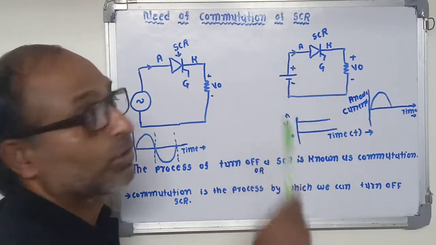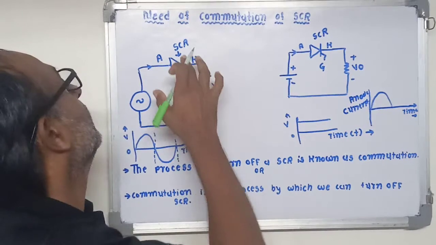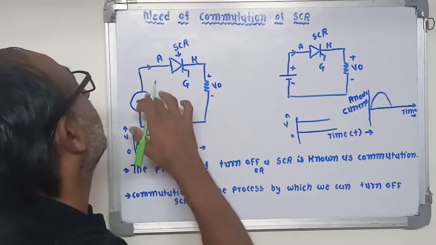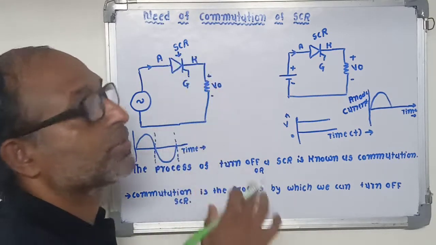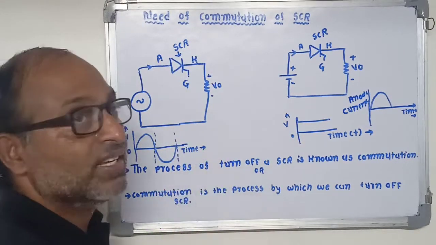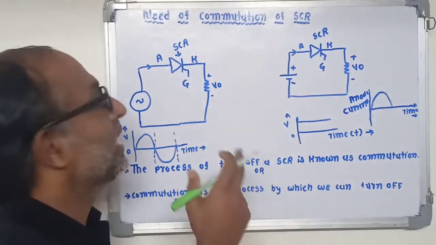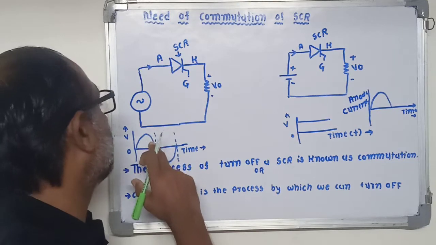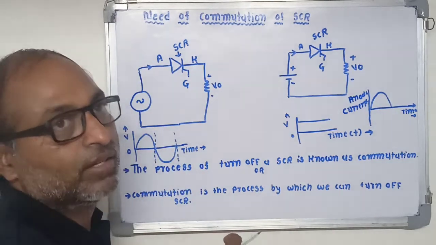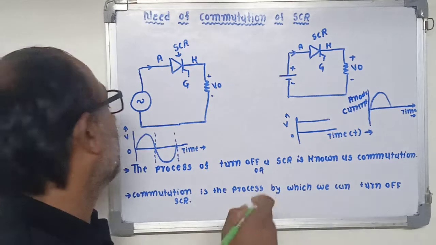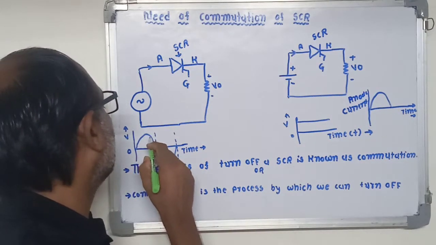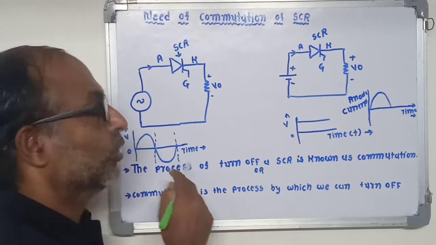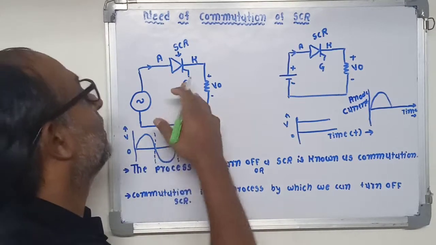Need of commutation of SCR. When an SCR is operated on AC supply, that means the anode is positive with respect to the cathode, the SCR will get turned on by applying a gate triggering pulse. During this positive half cycle, the SCR remains in the on state. But at the end of this positive half cycle, the input voltage goes to zero, which turns off the thyristor.